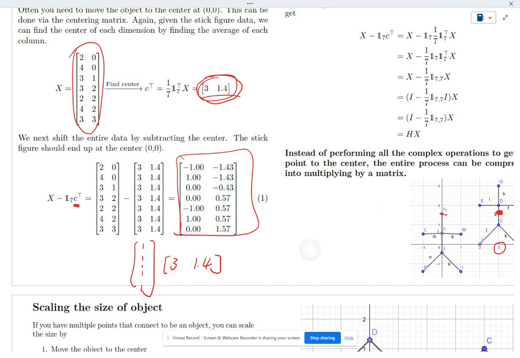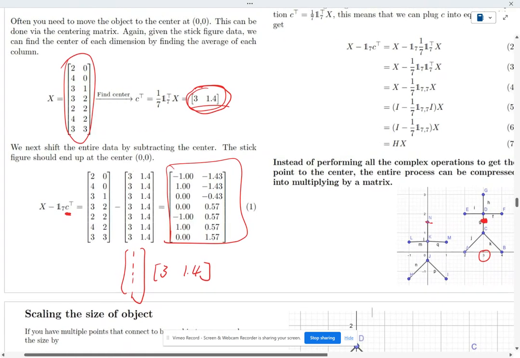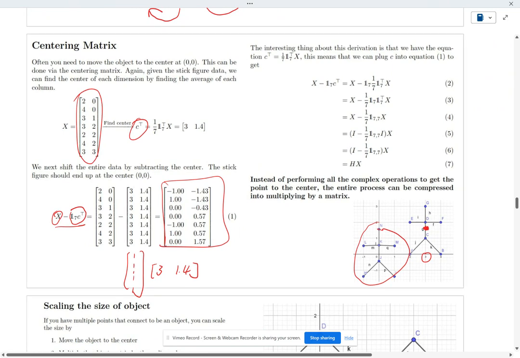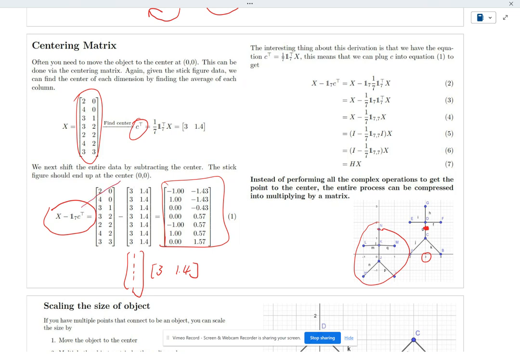Okay? So this is essentially how you do centering, right? You find the average, which we're going to call C, the center, and then you make multiple copies of it. And then you take X and subtract it away.